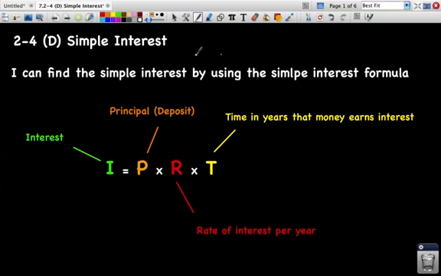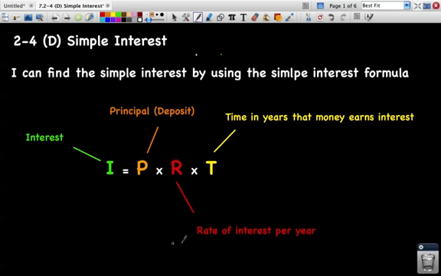Hello everybody. This is the fourth and final video for simple interest, for lesson 2.4, and we're going to be talking about simple interest. So when we're going to find the simple interest, we're just going to use what's called the simple interest formula, and that's this piece right here.